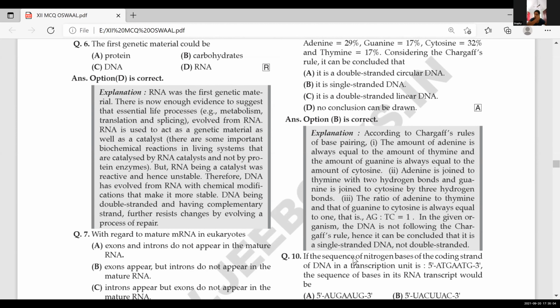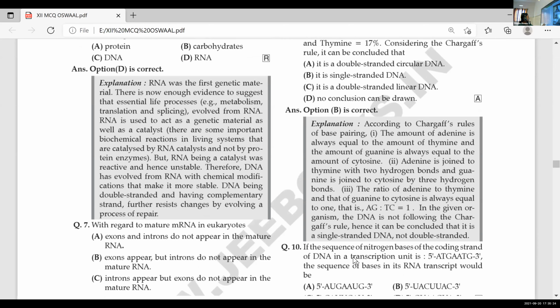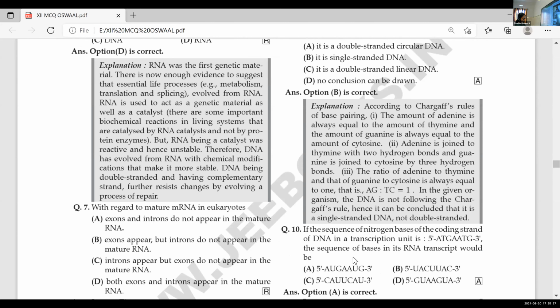With regard to mature messenger RNA in eukaryotes, which statement is correct? Exons and introns do not appear. I think last day also we did a somewhat similar question. Exons appear, introns do not appear. Introns appear, exons do not appear. Both exons and introns appear. Which is the correct statement, children? Louder. A, B, C, D. B.